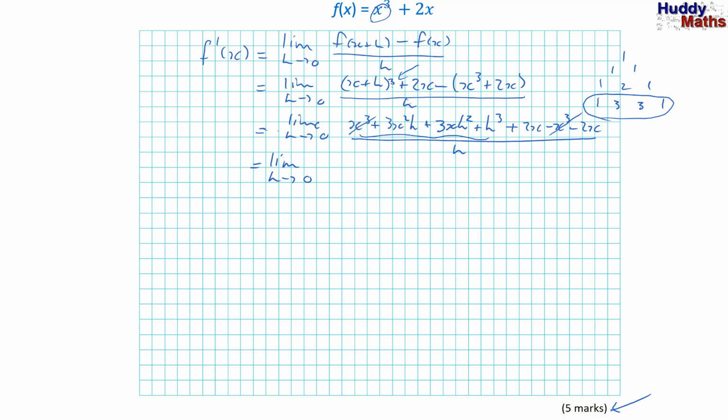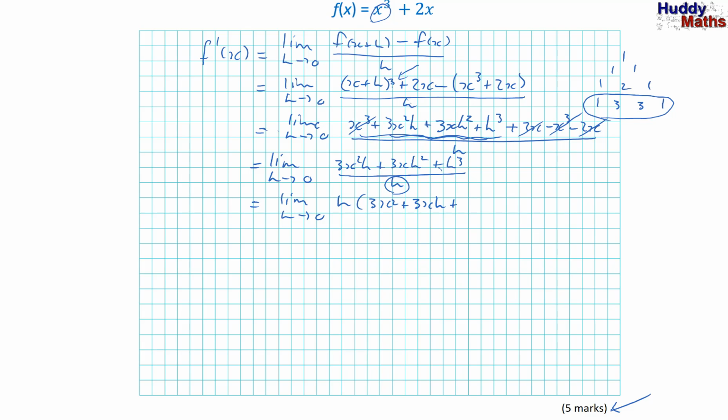X cubed disappears here. 2x, take 2x. All the terms left here have got h in them. Let's write them down now. You could leave this line out, but we'll put it in here for completeness. Okay, let's now factorize it. We know we are looking at removing the h so that we can evaluate the limit. So here we go.